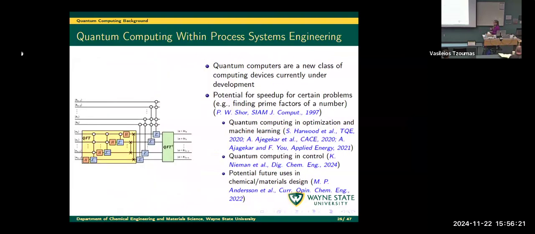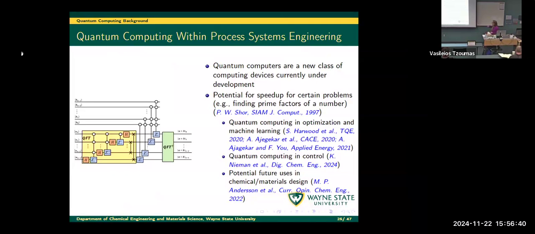So with that, I'm going to move into the quantum computing part of this talk. And I'm going to start by just giving a very high-level overview of quantum computing within process systems engineering and some of our objectives. And then I'm going to move into making the details of quantum computing a little bit more clear.